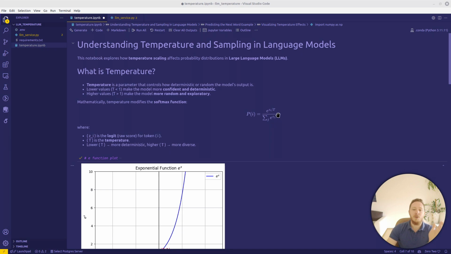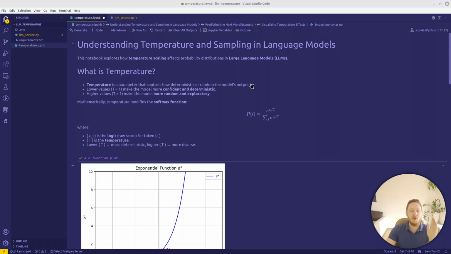And the formula looks like this, where we have the E function where z is the logit, so we apply the E function on the logit and we divide it by the temperature. And we normalize the result by dividing it through the sum of all logits which were applied to the exponential function. Normalization basically just means that we turn the result into a score between 0 and 1.